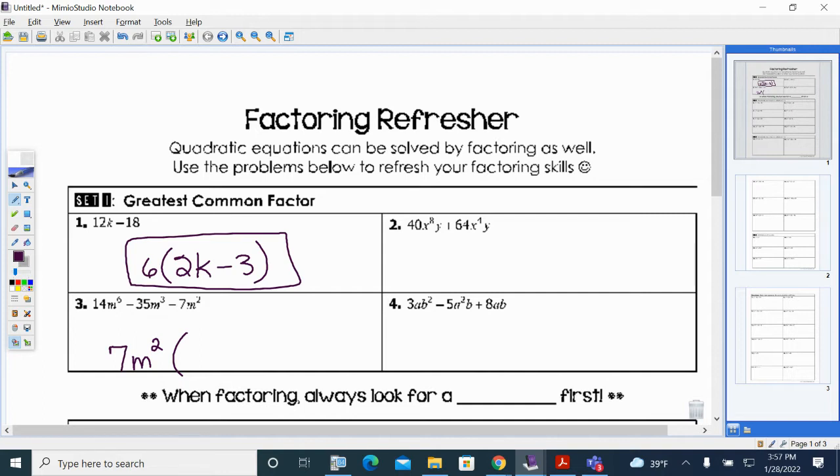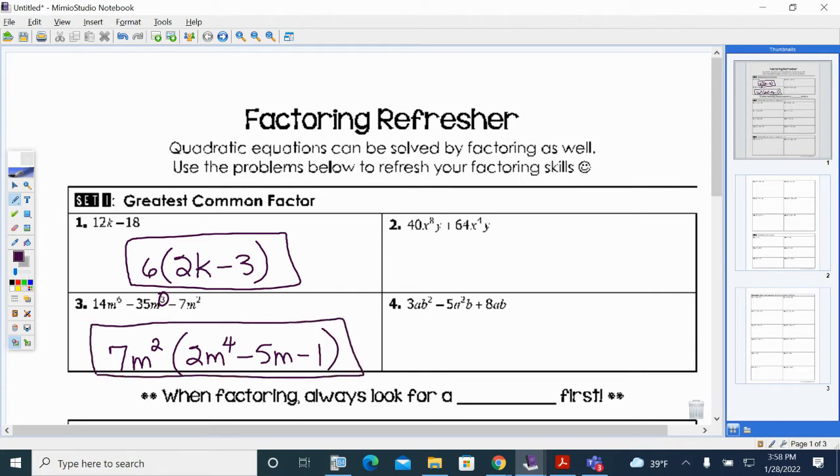14m to the 6th divided by 7m squared. Well, 14 divided by 7 is 2, and 6 minus 2 is 4, so m to the 4th. Negative 35m to the 3rd divided by 7m squared is going to be negative 5, because negative 35 divided by 7 is negative 5. And then for my exponents, 3 minus 2 is 1, so negative 5m. And then for the last term, negative 7m squared divided by 7m squared is going to be a negative 1. No variable left on that one. So there's your answer on number 3.